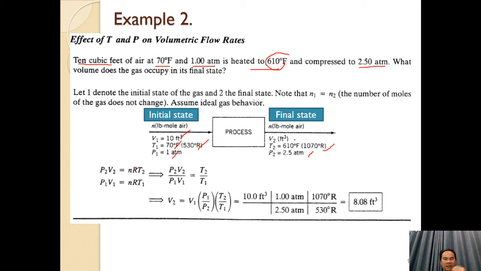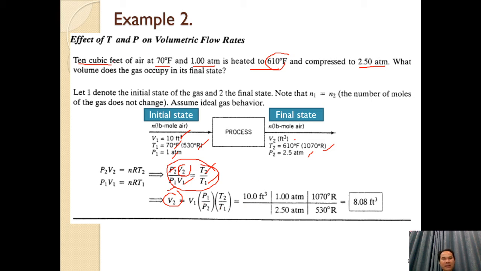The gas content is the same. Then you divide P2 V2 by P1 V1: P2 V2 divided by P1 V1 equal to nRT2 divided by nRT1. nR is cancelled because it's the same for the initial state and the final state. From this formula, you can solve for V2, because we know T2, T1, V1, P1, and P2. V2 equal to V1 multiplied by P1 over P2, times T2 over T1.